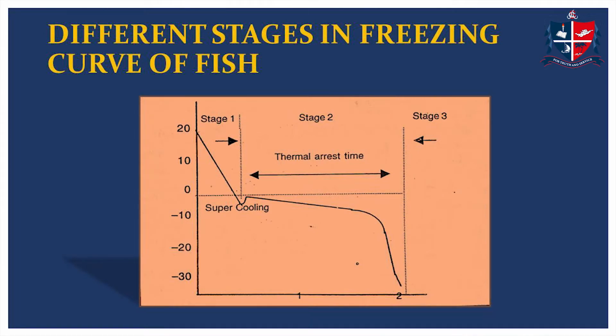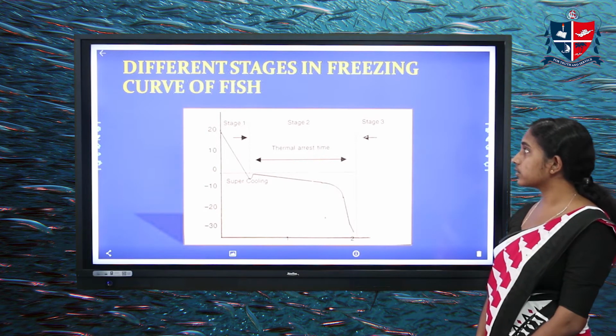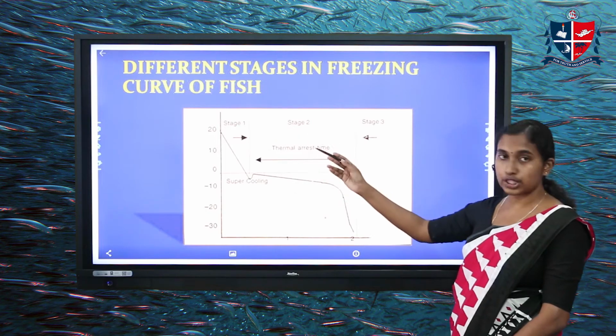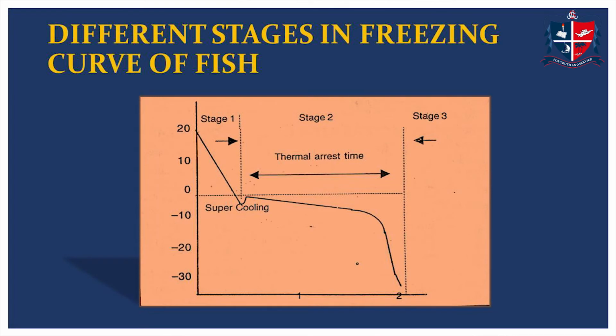Now, this is a graph which represents the freezing curve of fish. As you can see, this is divided into 3 stages, stage 1, stage 2, and stage 3. The x-axis of the graph represents the time taken and the y-axis of the graph represents the temperature. During stage 1, the temperature falls fairly rapidly to a temperature below 0 degrees Celsius because of the removal of specific heat of water. As the process takes place rapidly, this stage is known as initial falling rate period.